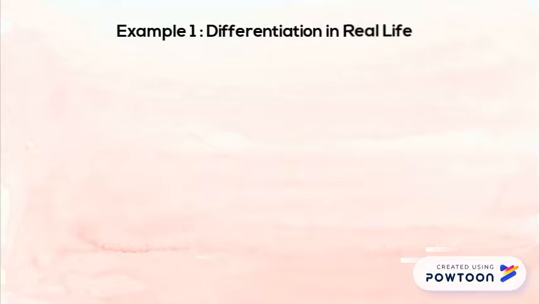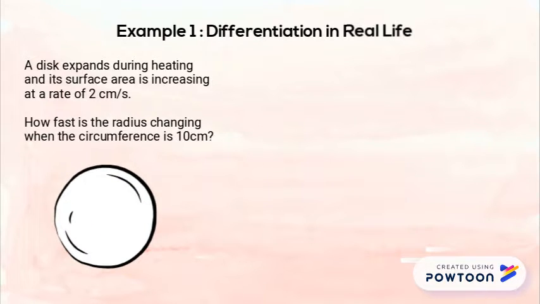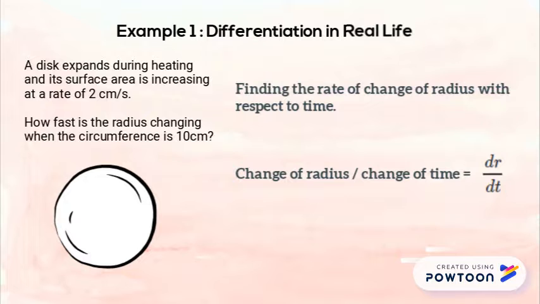For example, a disk expands during heating, and the surface area is increasing at a rate of 2 cm² per second. So how fast is the radius changing when the circumference is 10 cm? We are asked to find the rate of change of radius with respect to time. The change of radius over the change of time will give you dr over dt.